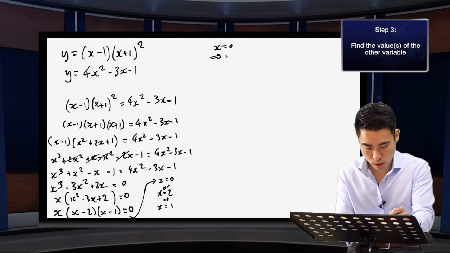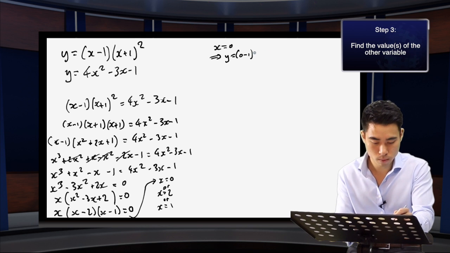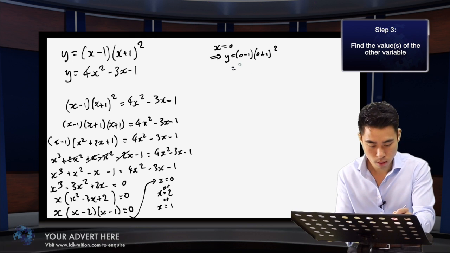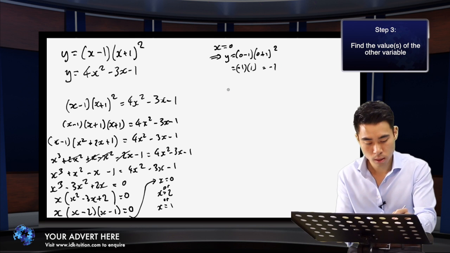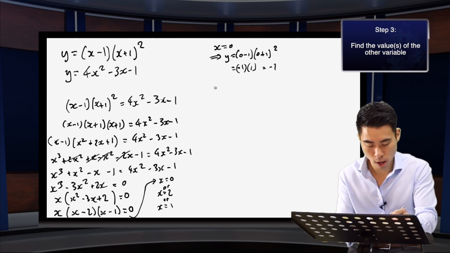So I'm going to substitute into equation 1. So essentially you have 0 minus 1, 0 plus 1 all squared, which just equals minus 1 times by 1 squared, or just 1, which equals minus 1. Okay, so that's my first y value.